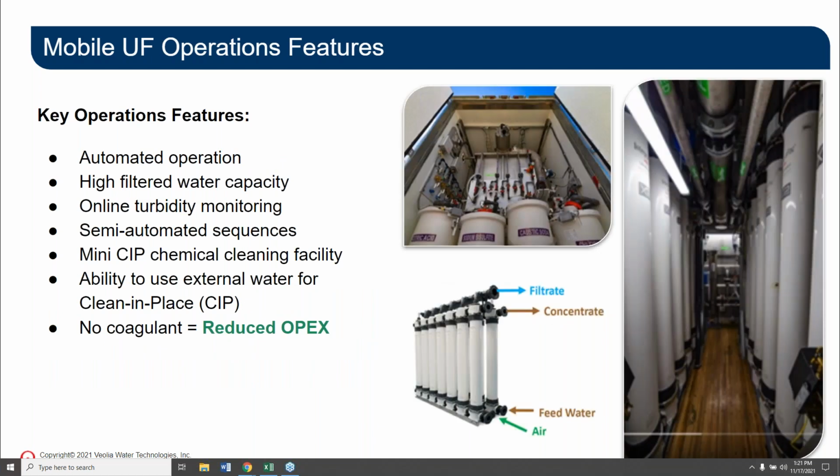So, operational features of the mobile UF. First, it is very simple to operate. Thanks to the fully automated operation during filtration and backwash, all the operator has to do is configure the backwash sequence triggers, whether that be on time, filtrate volume, or TMP rise, and then the system is going to take care of it automatically as any other usual UF system.